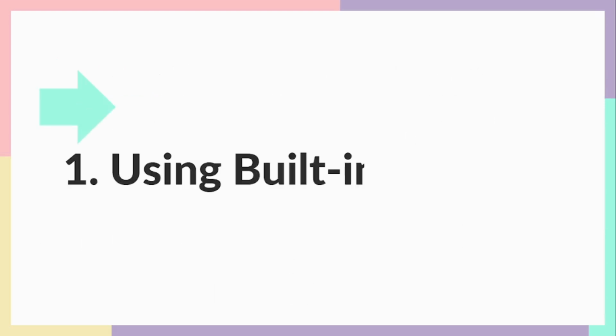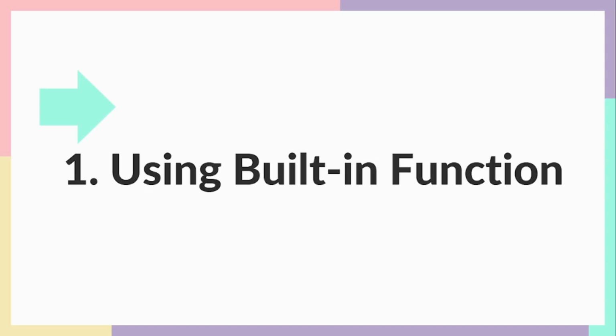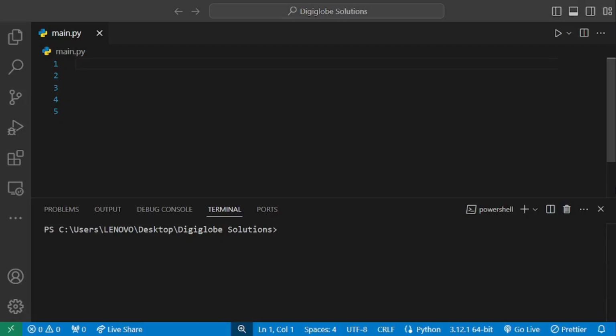Now we'll see first using the built-in function. By using the built-in function, we will see how to find the sum of the elements in a list. We will take a list of numbers, like numbers equal to 3, 5, 7, 2, 8, 1. Now we will add this list of numbers using the built-in function sum.